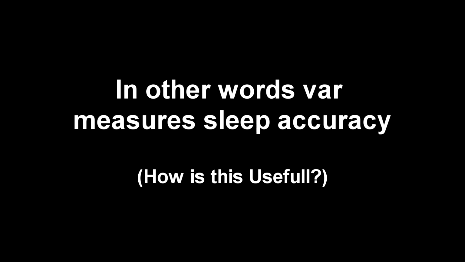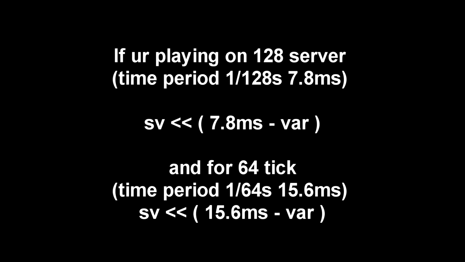But why is this needed for us? If we make sure that the processing time is less than the expected time period minus the maximum deviation, you can maintain a stable server. So next time you connect to a 128 tick server, if the SV value is less than 7.8 milliseconds minus var, then the server is working as intended and you're good to go.